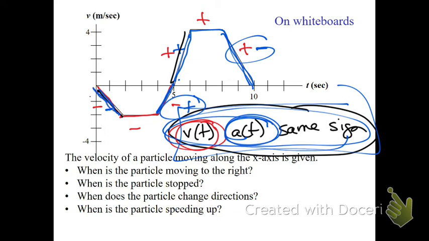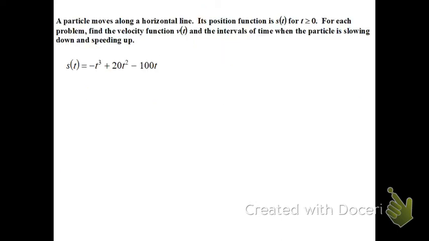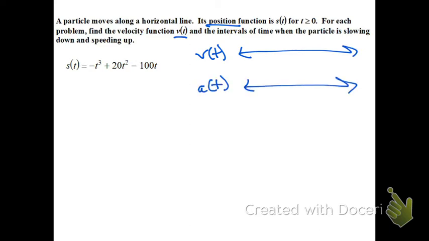All right, so let me do an example like that. This is similar to the last problem on your worksheet for today, okay? They're asking, where is the particle slowing down and speeding up? So we need to find velocity and acceleration, and this is the position equation that's given. So we're going to find velocity and acceleration, okay? And we're looking for their signs. So we're going to do a velocity sign chart and an acceleration sign chart. Okay, speeding up will be where the signs are the same, slowing down will be where they're different.